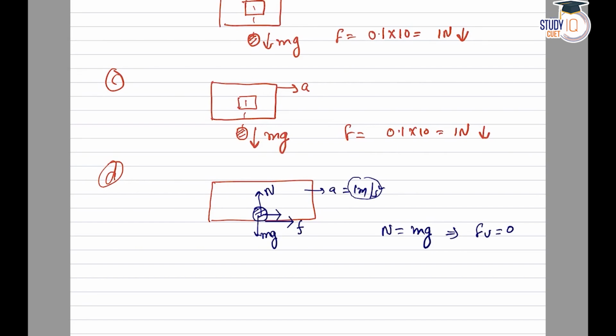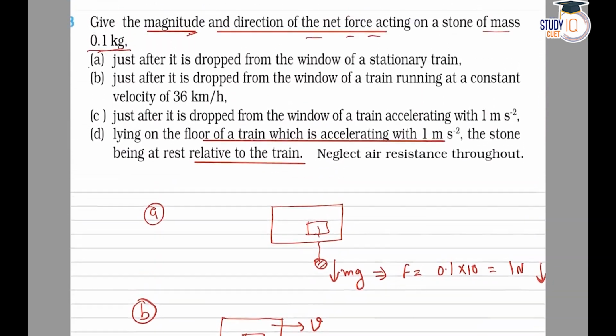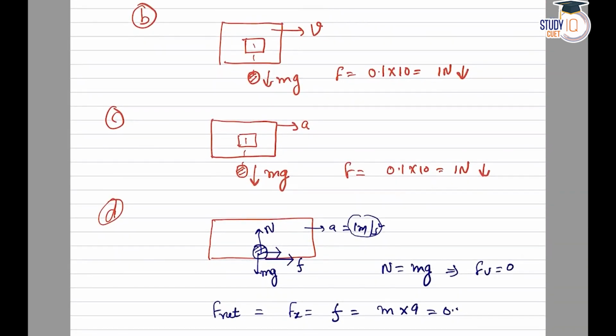So the net force acting on the particle is in horizontal direction, which is equal to F. And this friction force is equal to m into a. So the net force acting on the particle is equal to mass 0.1 into acceleration, which is 1. This is equal to 0.1 Newton in forward direction, or in the direction of acceleration of the train.